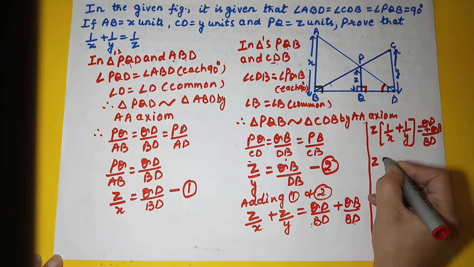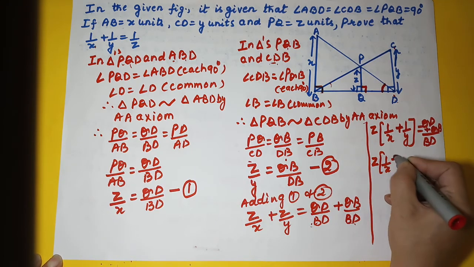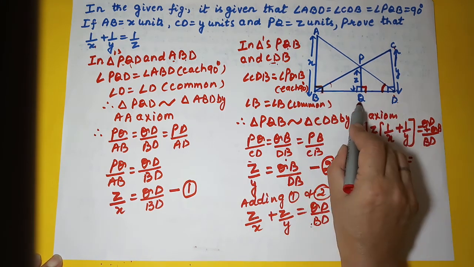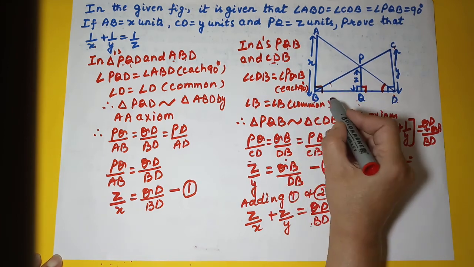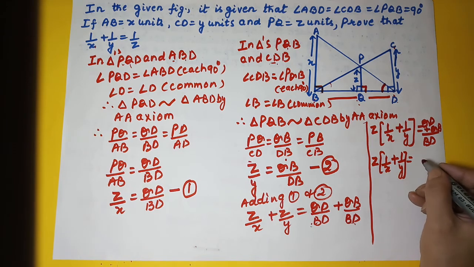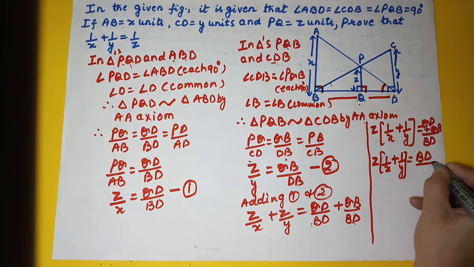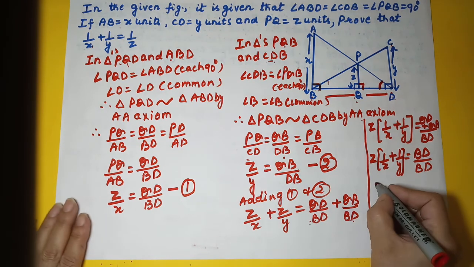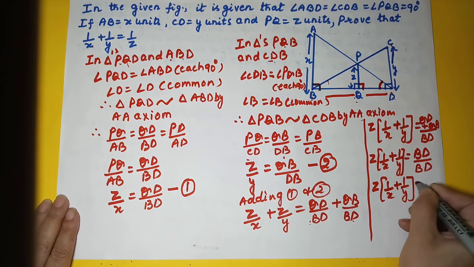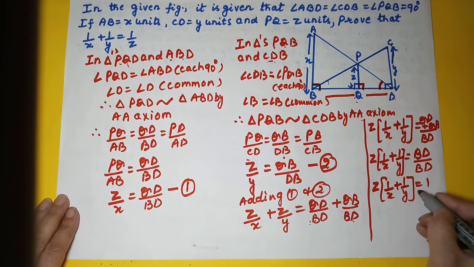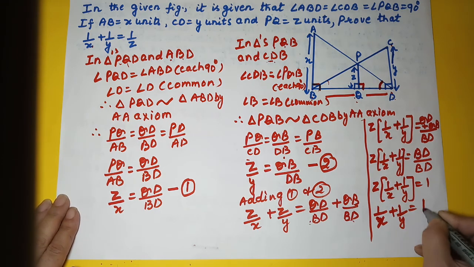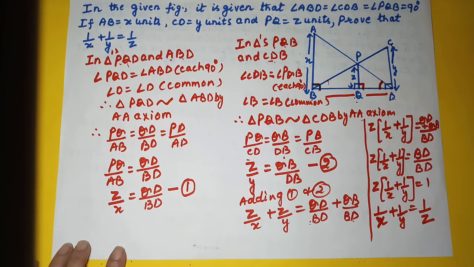So Z into 1 upon X plus 1 upon Y will be, now QD plus QB, will it be BD? If you add this plus this, you will get BD upon BD. So Z into 1 by X plus 1 by Y is equal to 1. Now you can shift this Z to this side. You will get 1 by X plus 1 by Y equal to 1 by Z. So you have proved this.